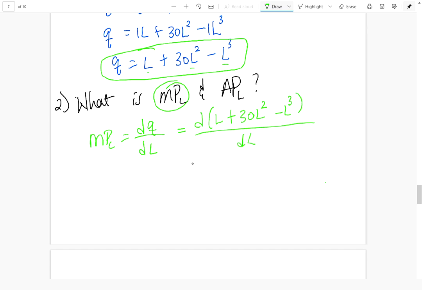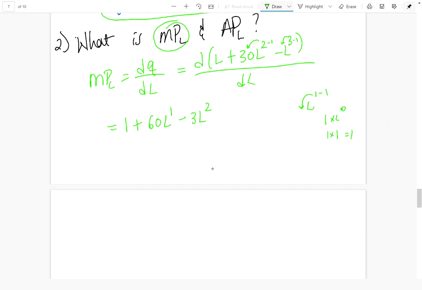as L changes. So we have the derivative of L, so L to the power of 1, we bring the 1 down, and then we have 1 minus 1, which is 1 times L to the power of 0, and anything to the power of 0 is just 1, so we have 1 times 1, which is 1. Alright, so we have 1 there, plus, bring the 2 down, subtract 1, 60L to the power of 1, minus, bring the 3 down, subtract 1, 3L squared. Okay? Alright. Hopefully that makes sense to you.